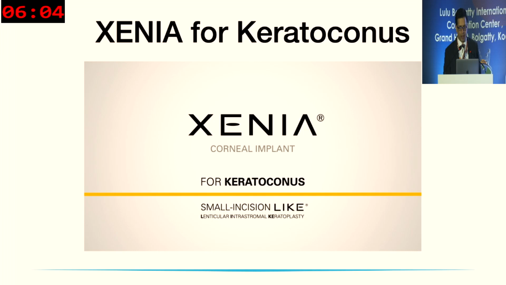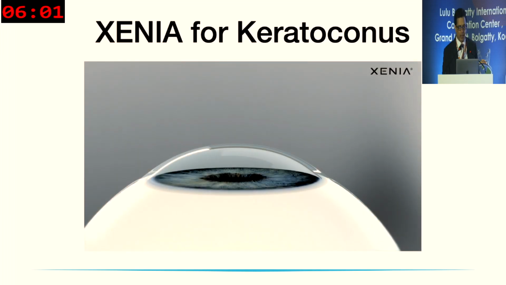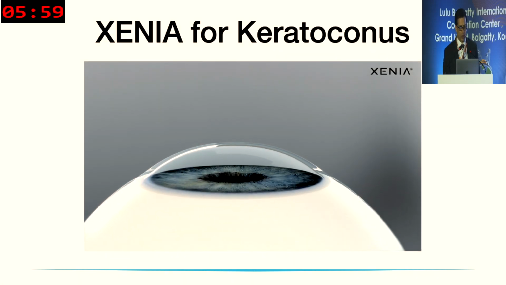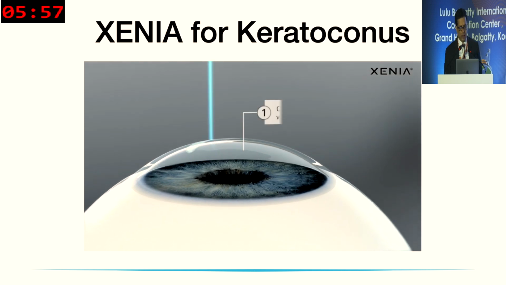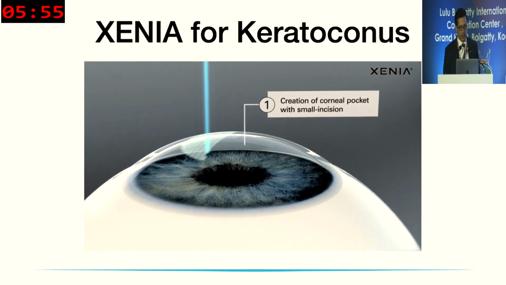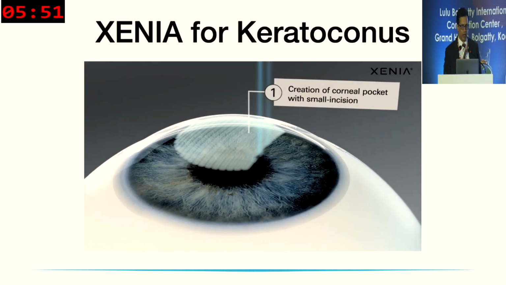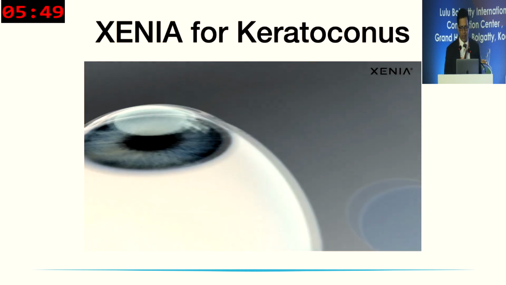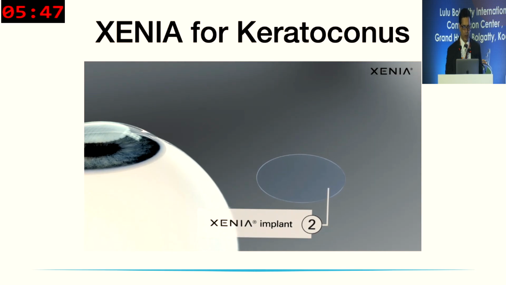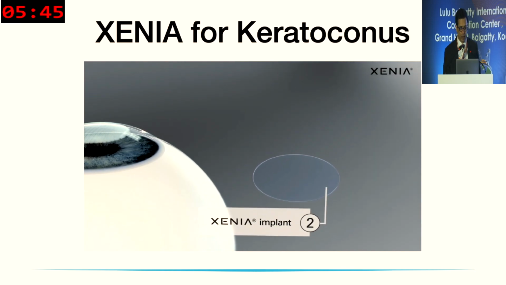I'll go to the actual animation, and this is just an animation rather than the actual surgery. The surgery is quite simple. All you need to do is create a stromal pocket. Initially, we used the Visumax laser, similar to a SMILE pocket. But later on, we started using the FS200 laser, where we could create deeper pockets inside the corneal stroma.